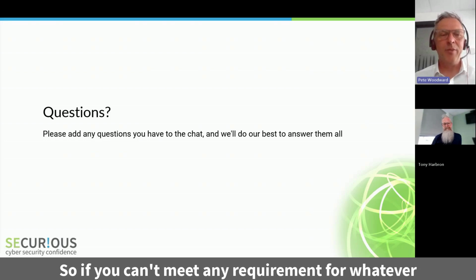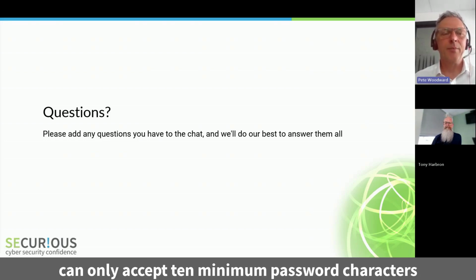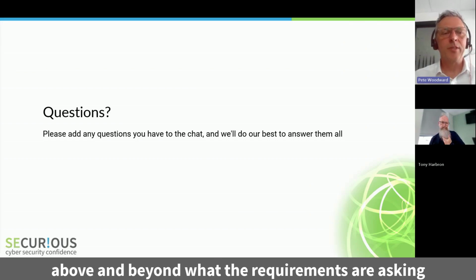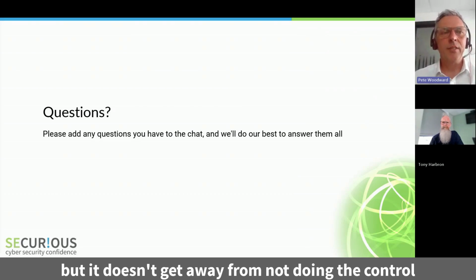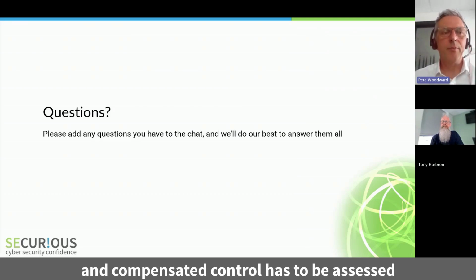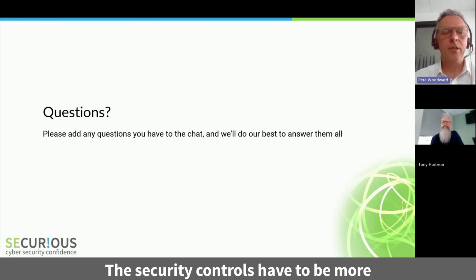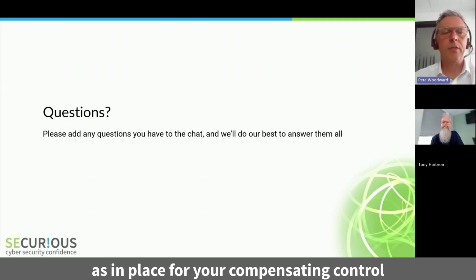So if you can't meet any requirement for whatever reason, and we mentioned passwords, if your system can only accept 10 minimum password characters, then the compensating control will have to be above and beyond what the requirements are asking. So it is, I guess, an official wiggle room, but it doesn't get you away from not doing the control. And a compensating control has to be assessed. It has to be seen to be beyond what the requirements are asking. The security controls have to be more than what the requirement would be, as in place for your compensating control.